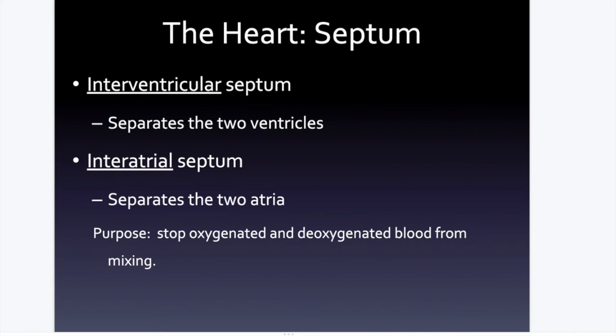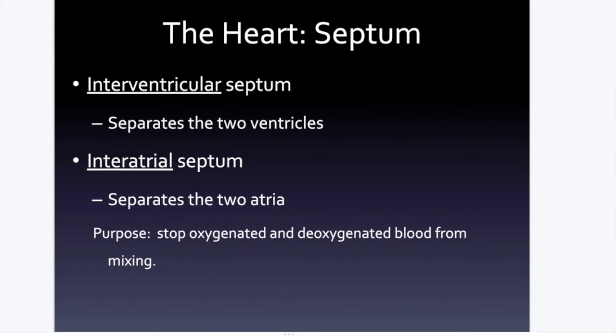Now, the purpose of both of these, if you remember, is that the right side of your heart has deoxygenated blood from the body in that side of your heart. And then the left side of your heart has oxygen-rich blood in it. The septum essentially serves as a wall to keep the oxygen-rich blood and the oxygen-poor blood from mixing.